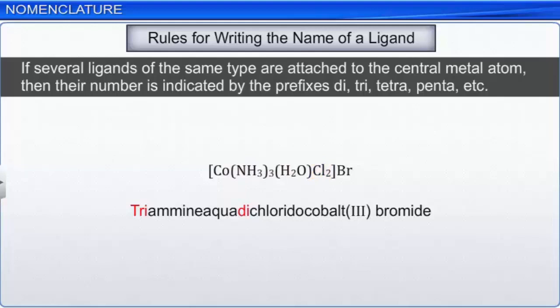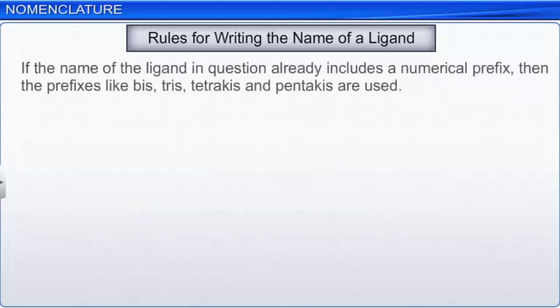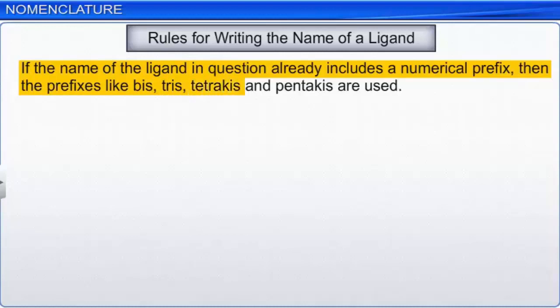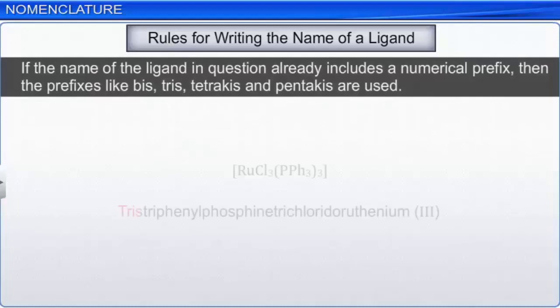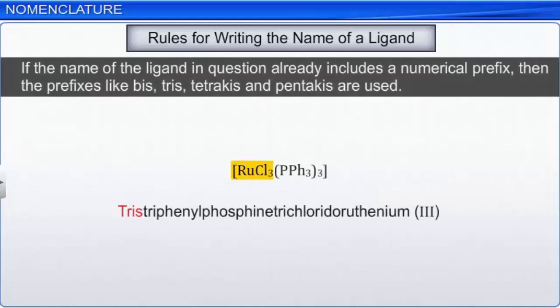However, if the name of the ligand in question already includes a numerical prefix, then the prefixes like bis, tris, tetrakis, and pentakis are used. For example, the complex RuCl3(PPh3)3 is named as tris(triphenylphosphine)trichloridoruthenium(III).